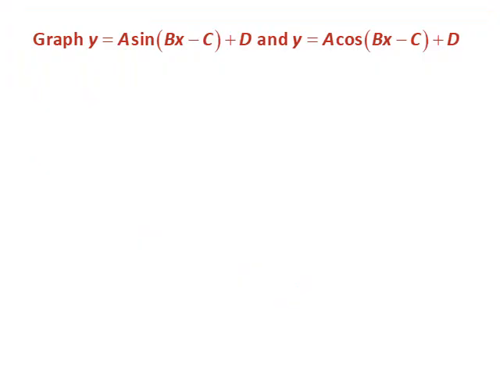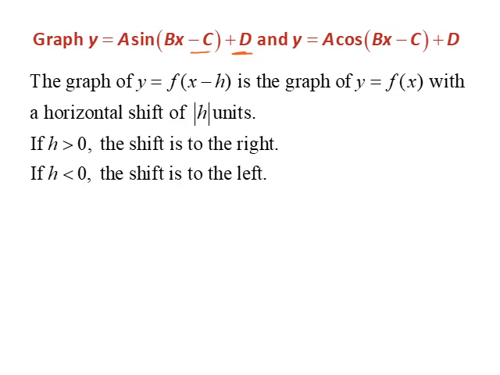I think it's time now to add on a little bit more to these graphs. Basically now what we're going to do is we are going to have horizontal and vertical shifts. C is going to shift the graph horizontally, where D is going to shift the graph vertically.